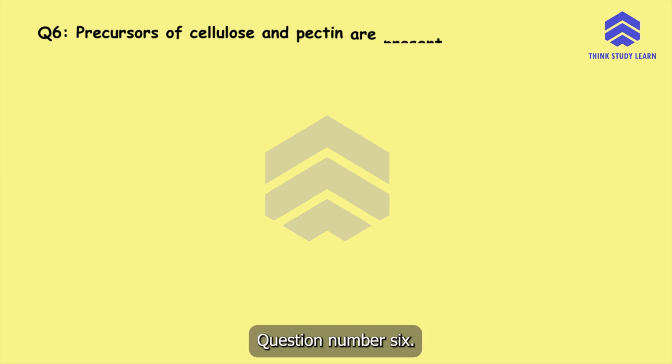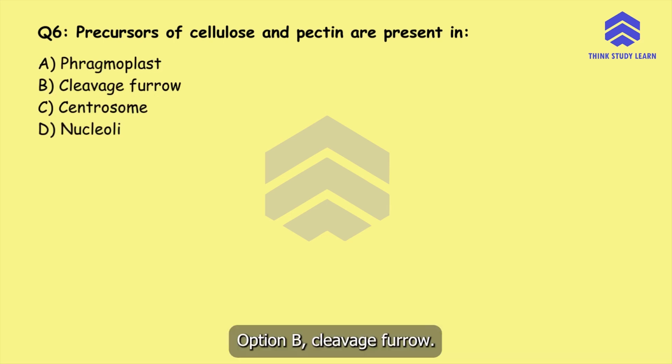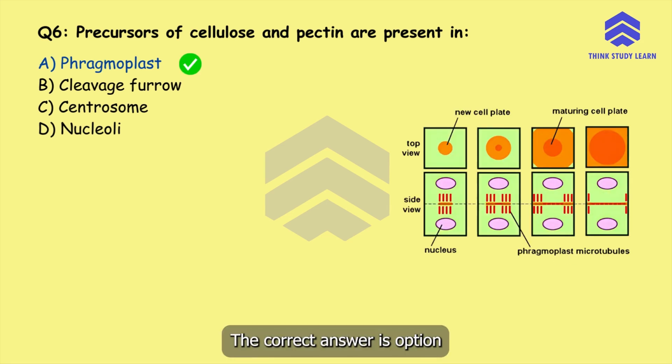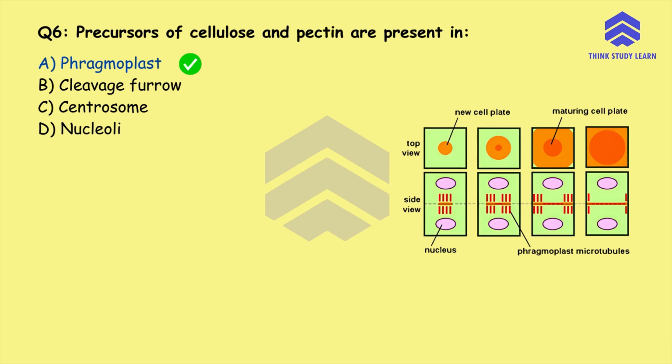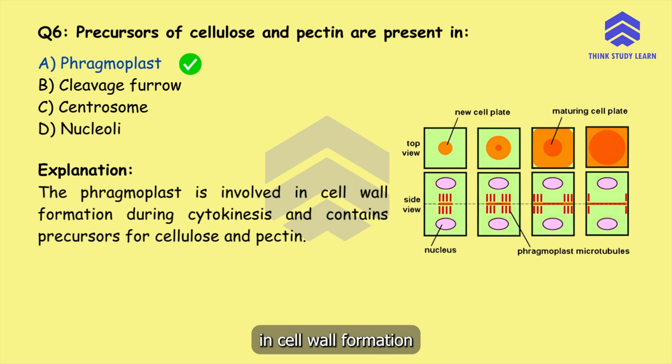Question number 6. Precursors of cellulose and pectin are present in option A, phragmoplast, option B, cleavage furrow, option C, centrosome, or option D, nucleoli. The correct answer is option A, phragmoplast. The phragmoplast is involved in cell wall formation during cytokinesis and contains precursors for cellulose and pectin.